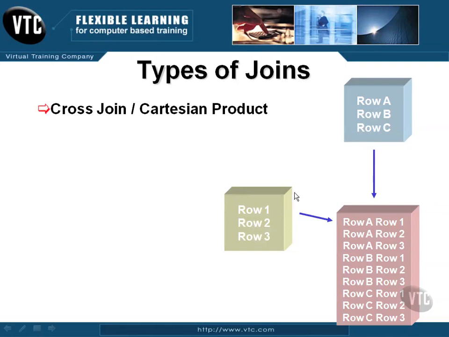To create a Cartesian product or cross join, we take row A 3 times and join it with 1, 2 and 3. Then row B 1, 2 and 3, row C 1, 2 and 3. We could do it the other way around and have row 1, 1, 1 joined with ABC, and so on and so forth. You get the point. Everything is joined with everything else regardless of any relationship between them. It creates a lot of data and information. That is what a cross join is.